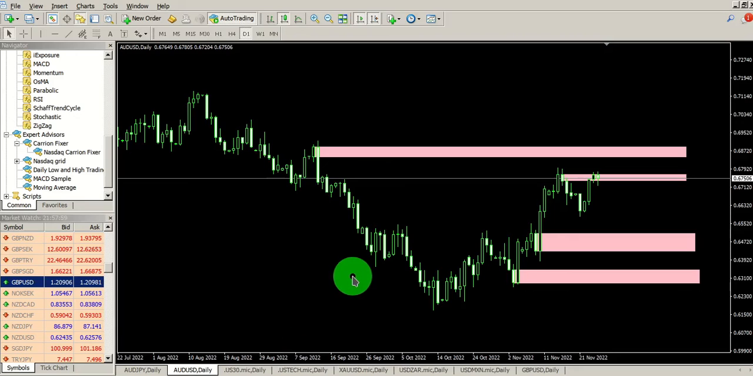So AUDUSD. Okay, we'll just have to wait and see on Monday what happens. But I think this might break this high and then finally sell at that order block. But yeah, we'll see. So AUDUSD, we have these four order blocks that we will be looking at this coming week.